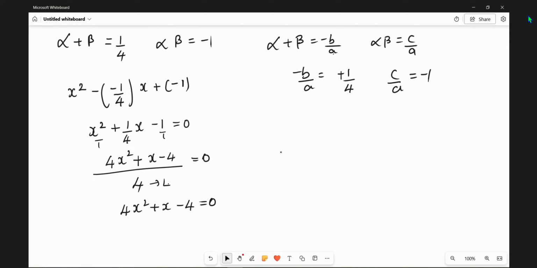So I had a doubt. How did you get -1/4? Alpha plus beta, okay, plus 1/4, no? Okay. Then here it is minus. 4x square plus x minus 4.